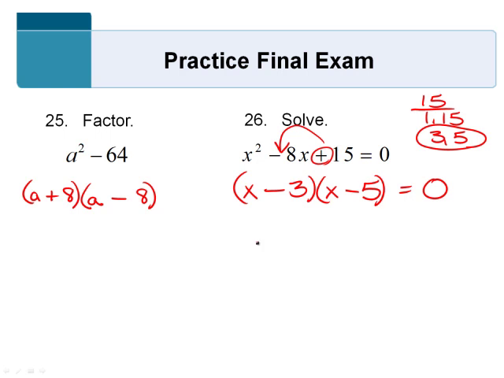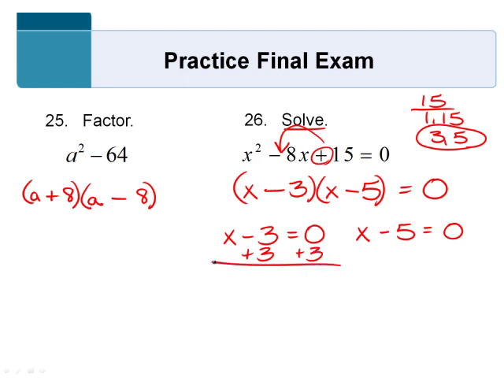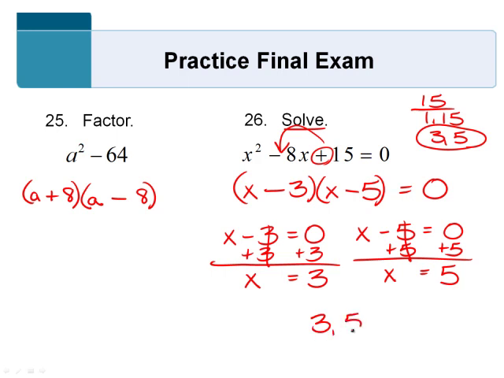Now, here's where everybody messes up. You're not done. Because it said to solve, you have to take each factor, x minus 3, set it equal to 0, and x minus 5, set it equal to 0. So add 3 to both sides of the equation. So x comes down, and it equals 3. And over here, add 5. So x comes down, and we get 5. So when you put your answer into WebAssign, it's just going to be with a comma in between, 3, 5, like that.